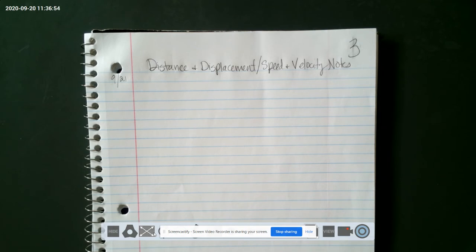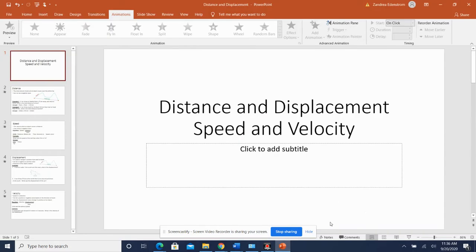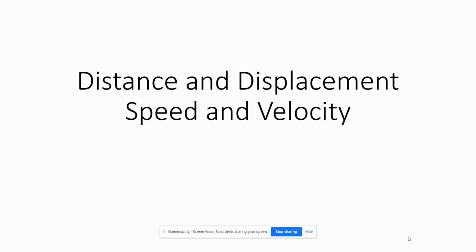The next part is I'm going to pop up this PowerPoint. So this is the notes you're going to copy. If you notice, we already titled our page in our notebook, distance and displacement, speed and velocity. So you want to just continue writing and copying down these notes with me. I'm going to talk through them. I realize you're going to be writing as I'm talking, so again, use the pause button to help you make sure that you're understanding this.